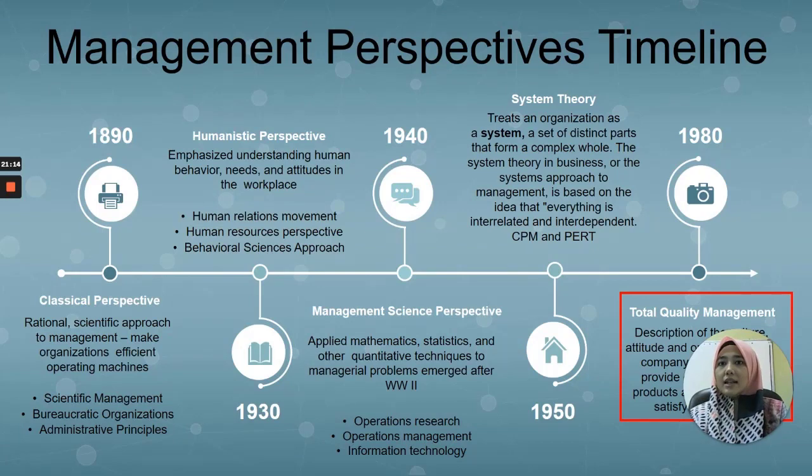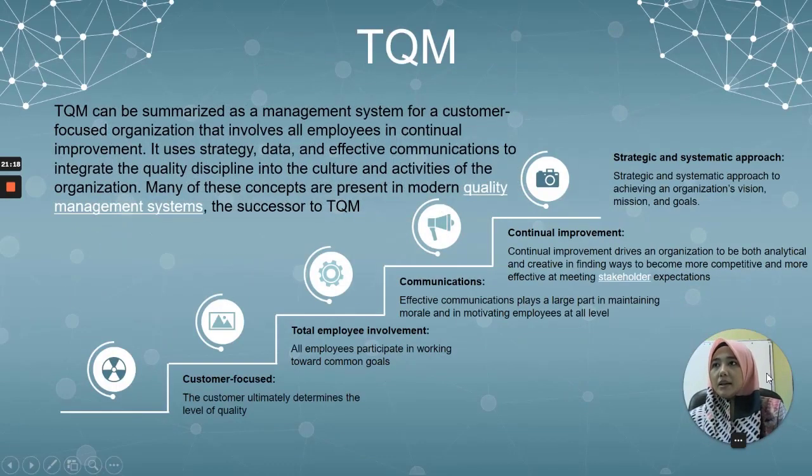Okay. And last kali is the total quality management. So total quality management memang banyak digunakan lah, which is a management system for a customer focused organisation. So, sekarang ni kita lebih kepada arah tu. Maknanya kita ambil feedback daripada customer dan kita improvise. So these are the elements of a TQM.